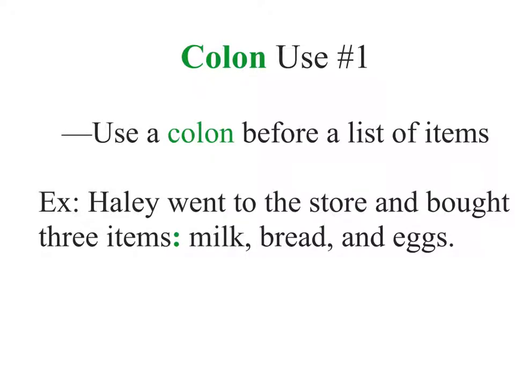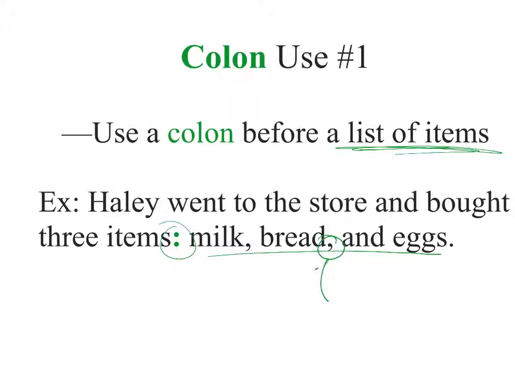Colon use number 1. Use a colon before a list of items. Example: Haley went to the store and bought 3 items: milk, bread, and eggs. In this case, as it says up here, when you're about to give a list of things, you introduce the things before the colon, and then after the colon, you have the list itself.